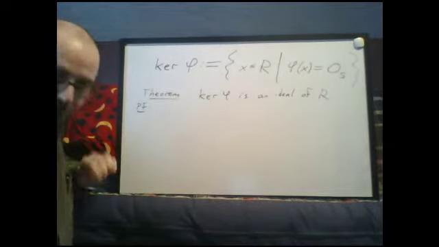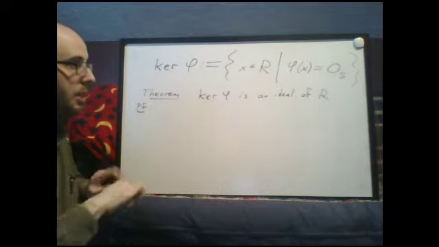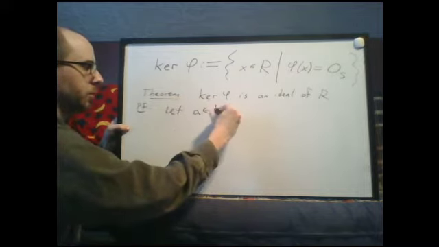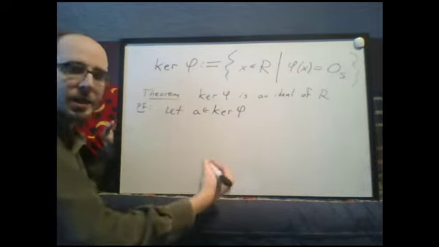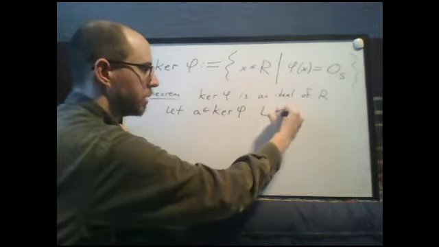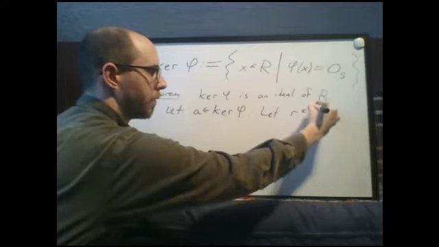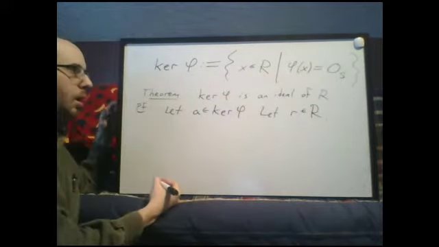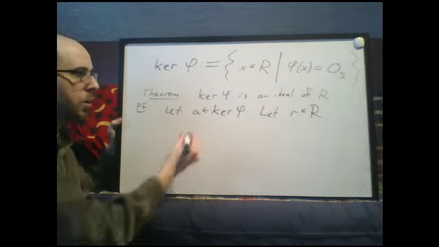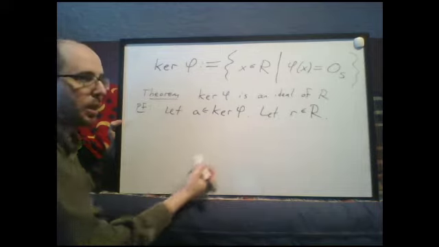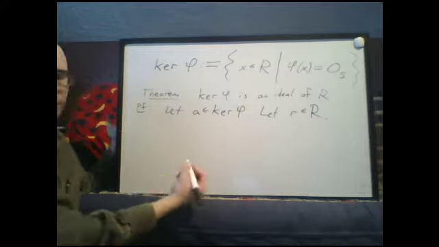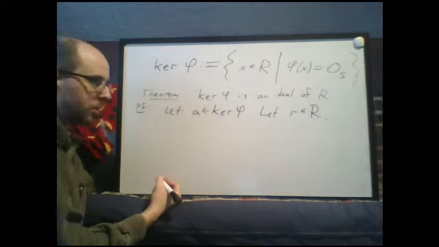So the second part of the ideal test is I take an element from the kernel, so let a be an element of kernel phi, and I take a second element but out of the big ring R, so let little r be an element of capital R. Since I don't know this is a commutative ring, I need to show that a times r is in the kernel and that r times a is in the kernel. So let's do one of them. They're similar. The two arguments are virtually identical.